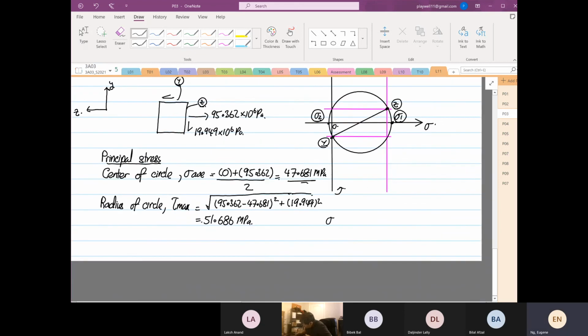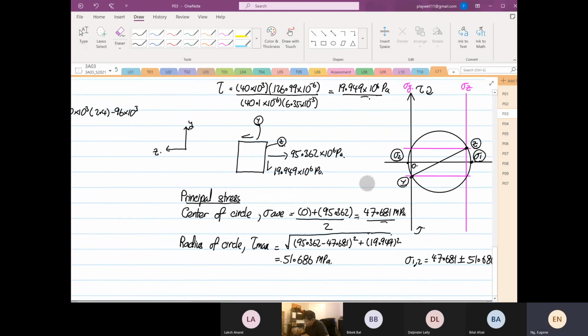So stress 1 and 2 is equal to 47.681 plus or minus 51.686. So the value is 47.681 plus 51.686 is equal to 99.367 megapascal. So these are the principal stresses, or 47.681 minus 51.686 is equal to minus 4.005 megapascal.